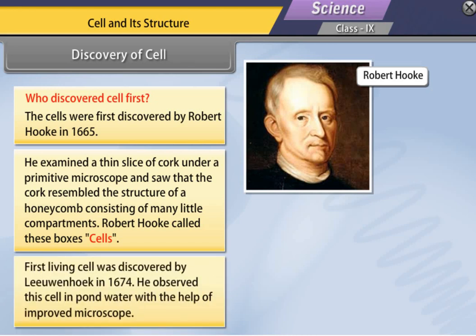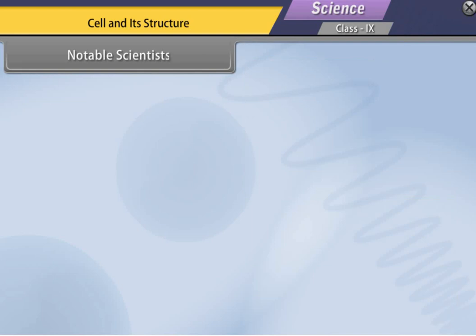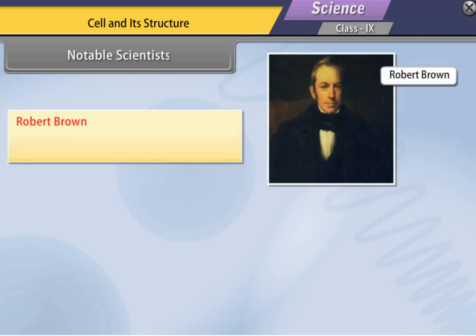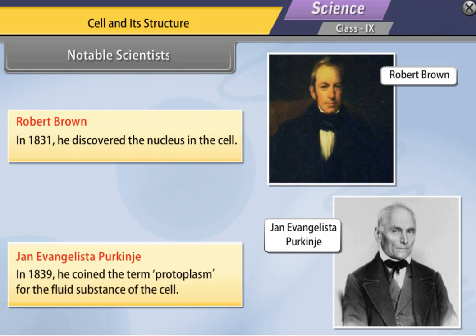First living cell was discovered by Leeuwenhoek in 1674. He observed this cell in pond water with the help of improved microscope. Notable scientists. Robert Brown. In 1831, he discovered the nucleus in the cell. Jan Evangelista Purkinje. In 1839, he coined the term protoplasm for the fluid substance of the cell.